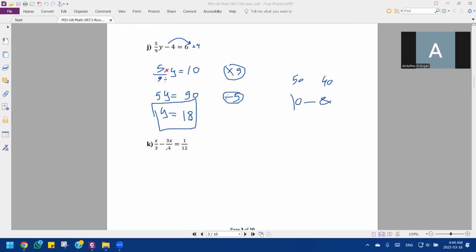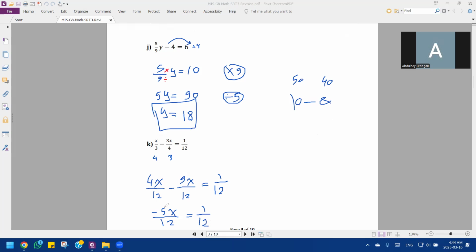Now k, also we need to make them the same denominator. So we multiply here by 4, we multiply here by 3. 4x over 12 minus 9x over 12 equals 1 over 12. Okay, let's simplify. 4 minus 9 is minus 5x over 12 equals 1 over 12.